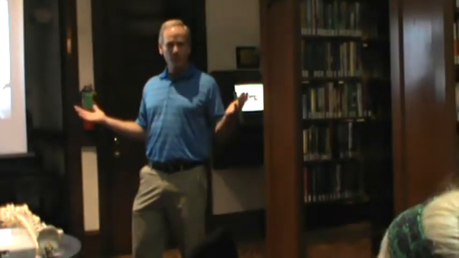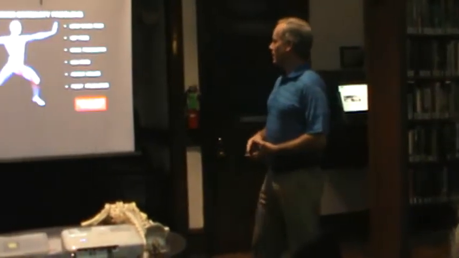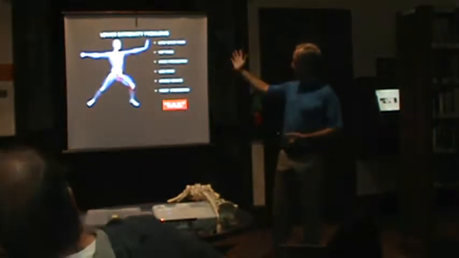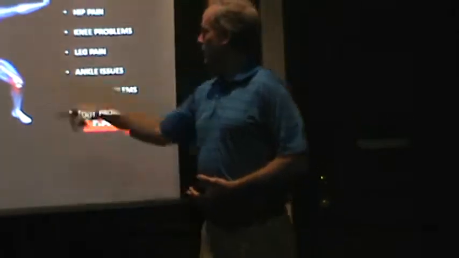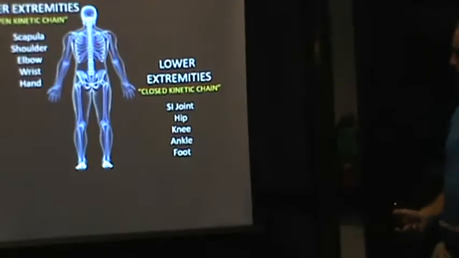All right, so I want to go over this huge syndrome that's happening across the world, and it's called the falling apart syndrome. We're going to cover some things as far as the lower extremities: the low back, hip pain, knee problems, leg pain, ankle issues, and foot problems. What they all have in common are joints. We're going to describe a little bit about the anatomy and physiology of a joint.